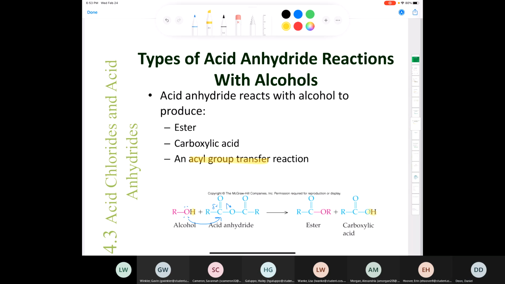A lot of students just choose to memorize these reactions, and there's nothing wrong with that. But I think that having some kind of rationale for why they react the way they do can be really, really helpful. So again, to review, we take an alcohol in the presence of our acid anhydride, and it transfers the acyl group onto this portion here to produce an ester, and then we also end up with a carboxylic acid.